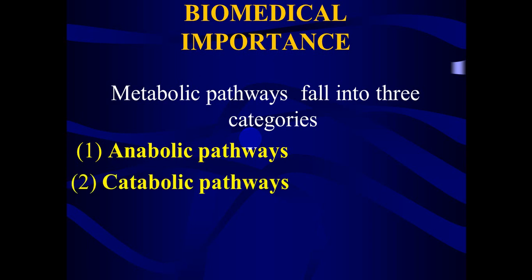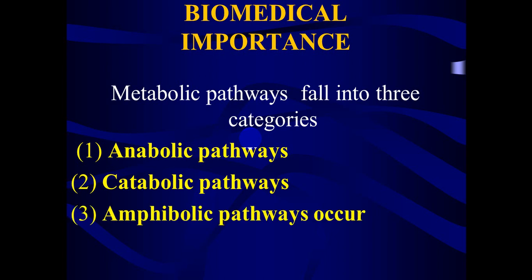Number two, catabolic pathways. Involved in these pathways is the breakdown of large molecules, commonly involving oxidative reactions. For example, producing reducing equivalents and ATP from the respiratory chain. Large molecules, carbohydrates, fats or proteins, are broken down to small molecules.